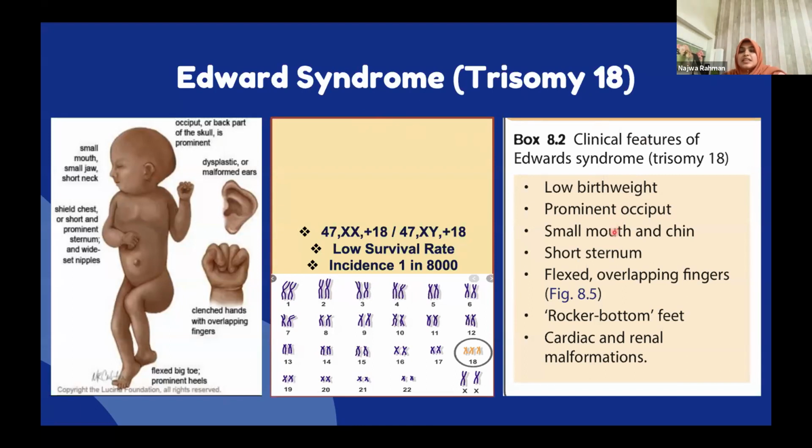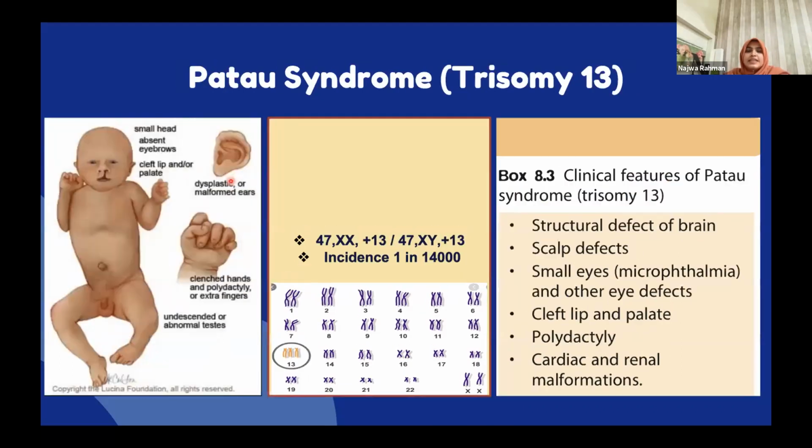These are among the clinical features of Edwards syndrome: clenched hands, dysplastic or malformed ears. Okay, the next one is Patau syndrome. Patau syndrome is rare compared to Edwards syndrome as well as Down syndrome. It occurs in 1 in 14,000 live births, and it is usually fatal in the first year of life, and only 8.6% of infants survive beyond their first birthday. These are among the clinical features for Patau syndrome patients.